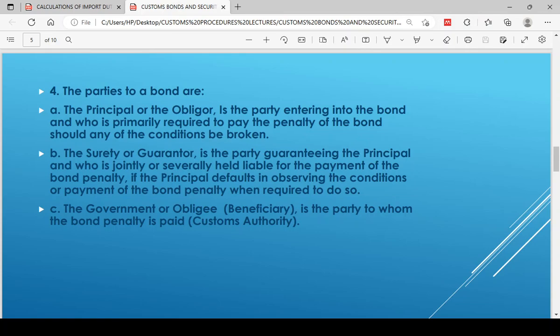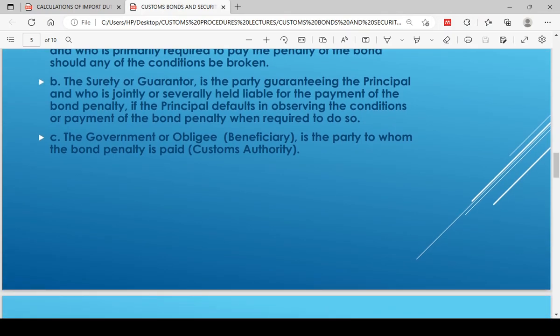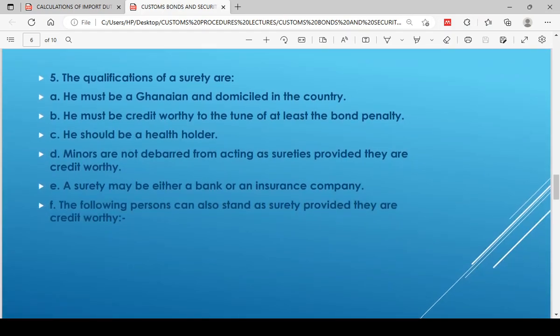Who is qualified to stand as a surety to these bond operations? You should be a Ghanaian and you should be domiciled in Ghana, not outside. You must be creditworthy to the tune of at least the bond penalty. You should be of sound mind, meaning you should be sane. You should not be insane. Minors are not debarred from acting as sureties as in other bondings, provided the minor is creditworthy. A surety may be either a bank or an insurance company. In Ghana, we are mostly using the state insurance company as guarantors for bonds and securities associated with customs transactions.